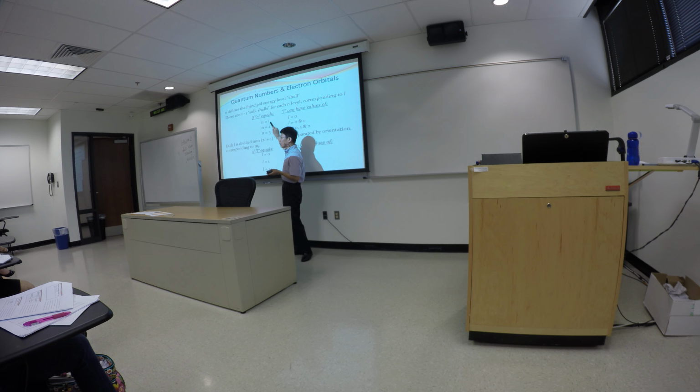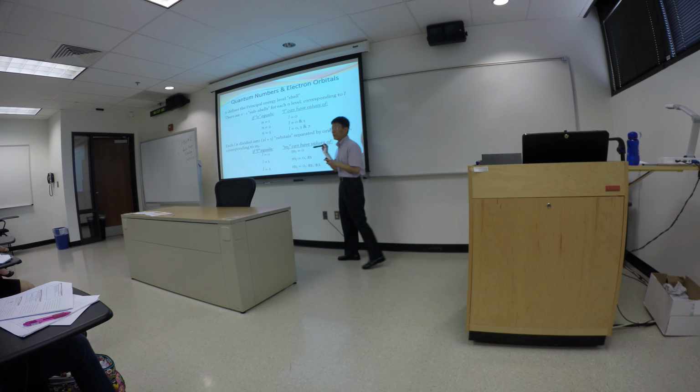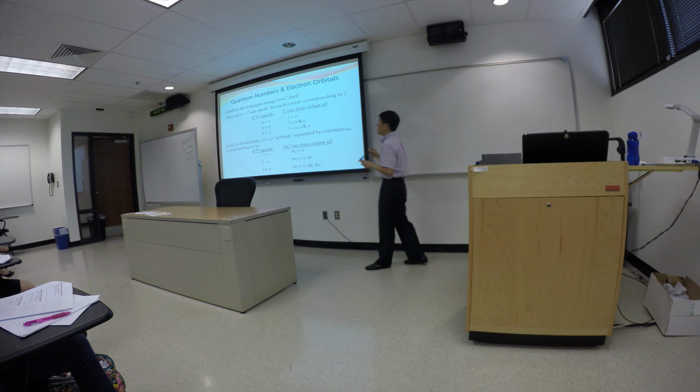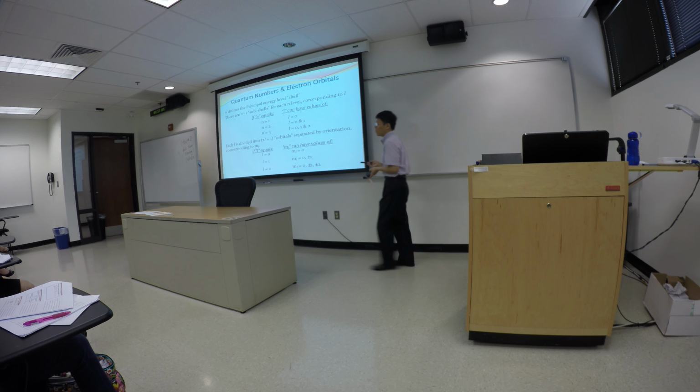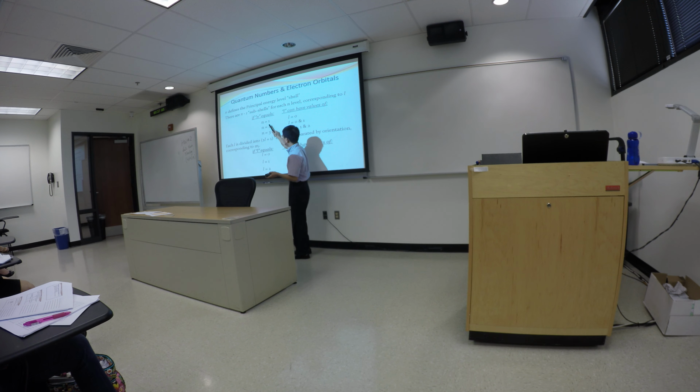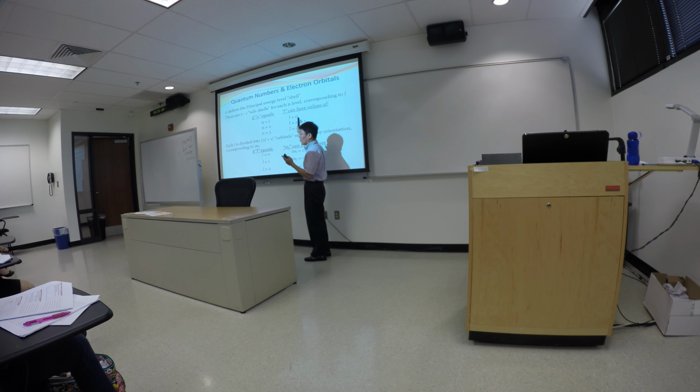And the review of the relationship there. When n equals 1, L can only have 1 value, 0. When n equals 2, L could be 0 or 1. When n equals 3, L could be 0, 1, or 2. And you probably notice the relationship. When n equals 1, there is only 1 sublevel.